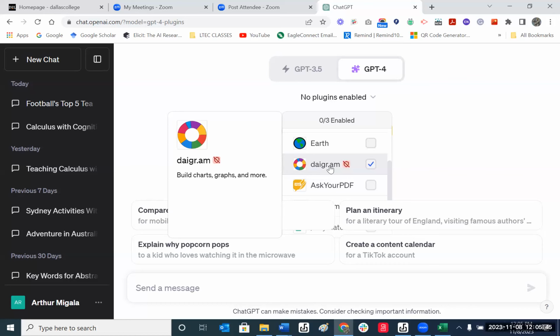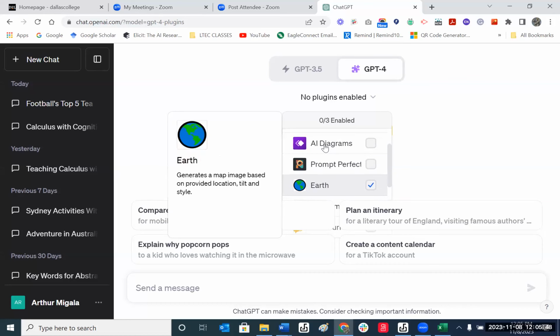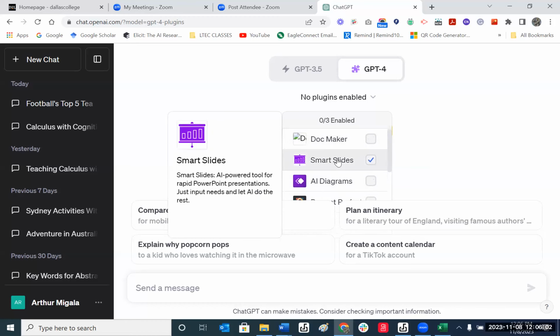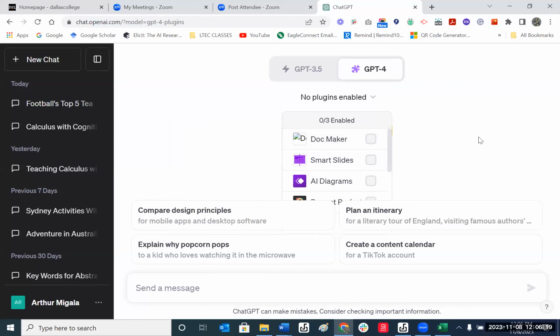You have diagrams, bar charts, graphs. You have the Google Earth. Perfect prompt is what I'm playing with now. You type in the word perfect in quotes, and then anything you type in afterwards as a prompt, it'll make it a perfect prompt to maximize it. And you have AI diagrams, smart slides. This creates PDF slides for presentations for you with pictures and everything. And Document Maker is, again, you tell it what to do, it'll create a Word document or any other type of document you want.